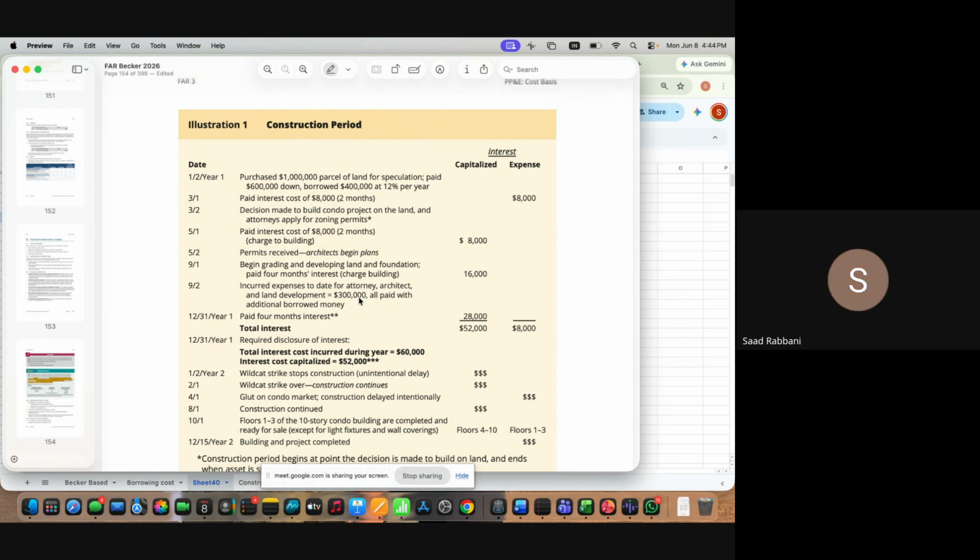Purchased 1 million parcel of land for speculation, paid होल्ड 600. इज लैंड is the land taking a substantial period of time to getting developed, or land you have purchased it's ready to use straight away? Is it a qualifying asset?